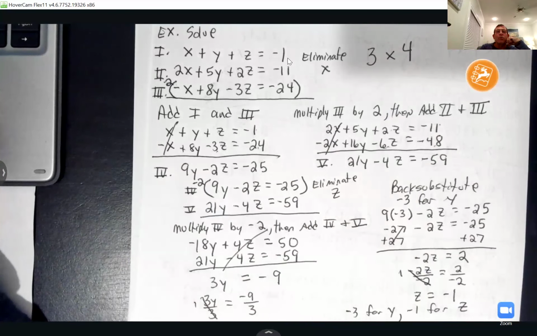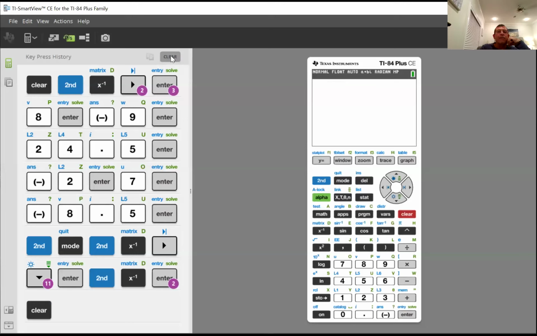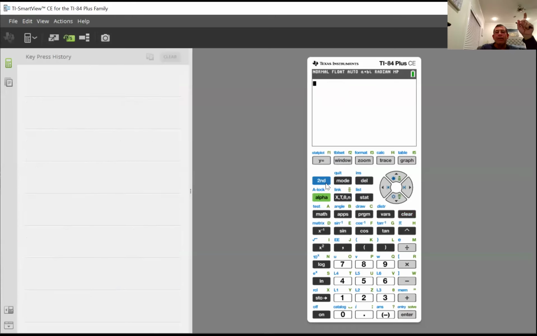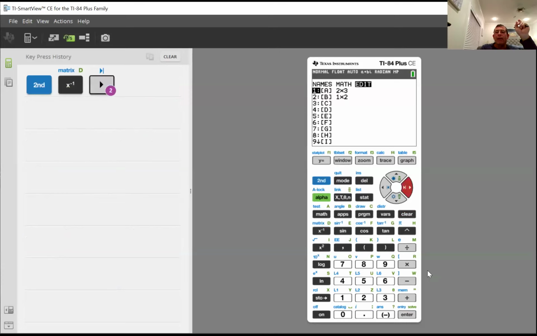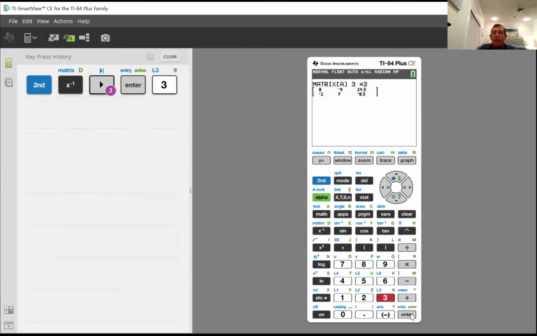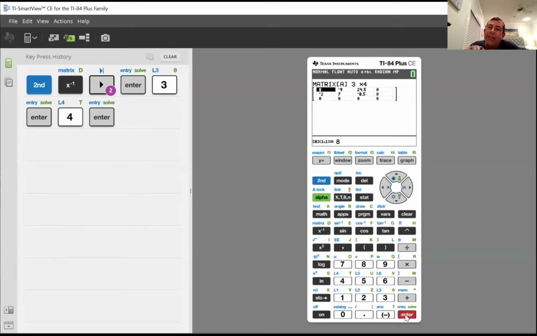We're going to go to calculator. Let me clear everything off. All right, so second, x -1 to get the matrix. Arrow over to edit and hit enter. So you always said I had what, a 3 by 4? So that'll be a 3 enter by 4 enter. And actually, when you're talking matrix lingo, 3 by 4 is what we call the order of the matrix. And the order is always, like I said, the rows times the columns.